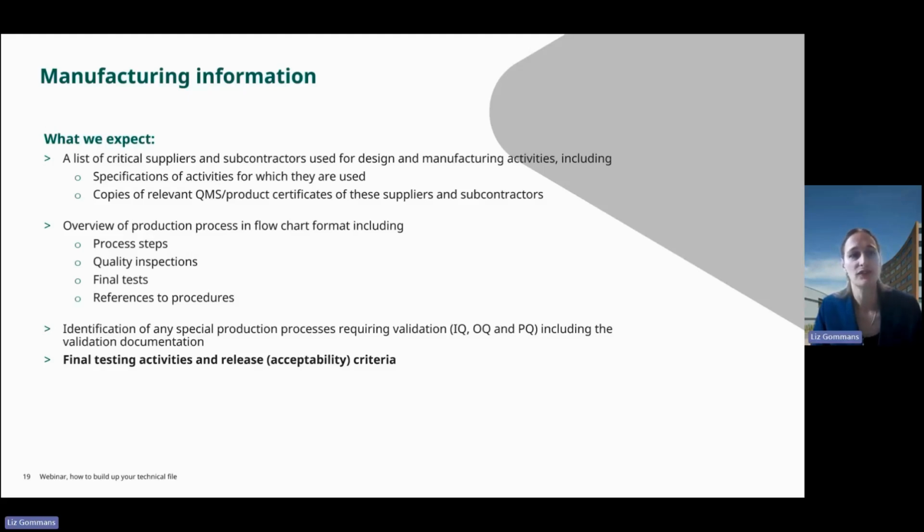Then an overview of the production process and flowchart is expected. So we expect to see here the process steps, the quality inspections, final tests, and references to procedures. So this is about during the production process, but we also need to indicate if you have any special processes. And with special processes, we mean processes that are not fully verified. They cannot be because it's a destructive test, these kind of things. And for those, we want to receive the IQ, OQ, and PQ for those special production processes.